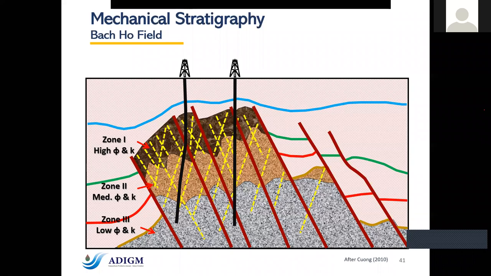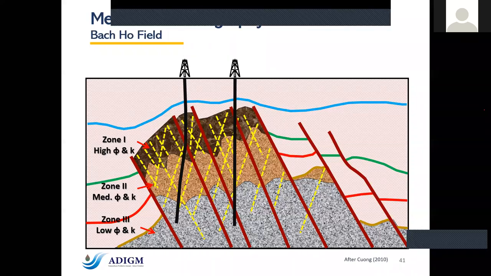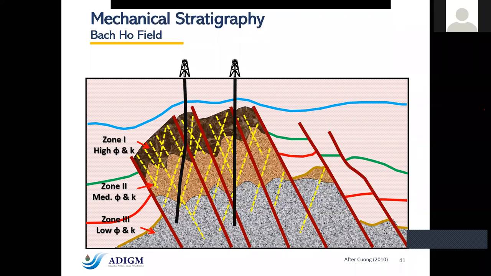Things like that. Because the modeling process is supposed to be an iterative process. It's not a linear process. Once we reach the upscaling and get the properties, it should be validated. And if it doesn't match or doesn't satisfy the dynamic data, we need to go back to the earlier steps. So it's like a loop.